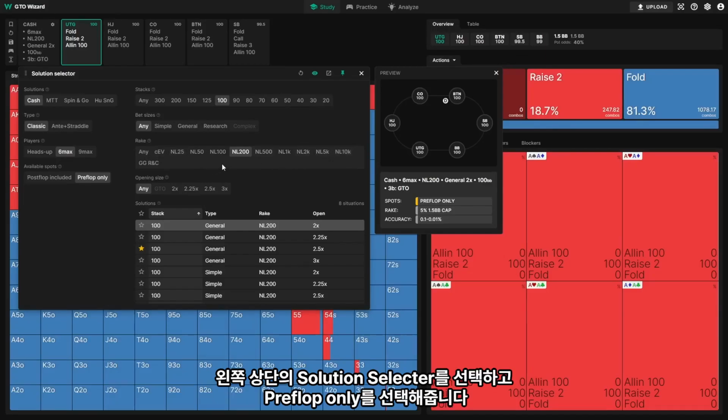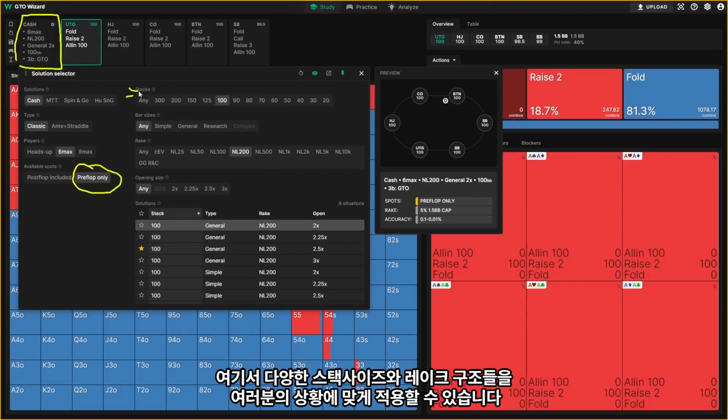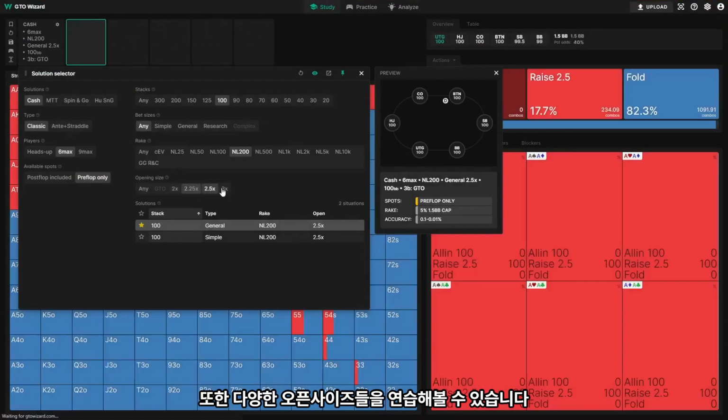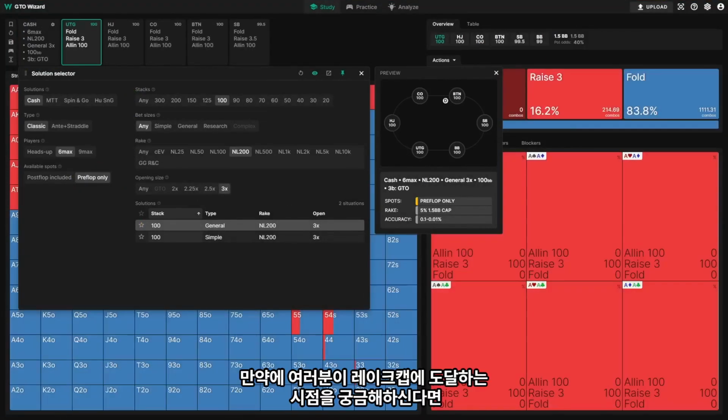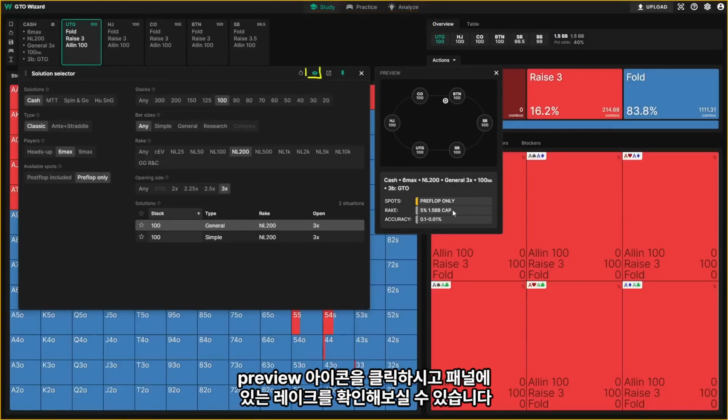To see these solutions, open up the solution selector in the top left corner and select pre-flop only solutions. From here, you can see we have various stack sizes, complexities, and rake structures to suit your needs. You can even study different opening sizes. If you're curious about the rake percentage and cap, select this preview icon. You can see the rake is shown in this panel here.